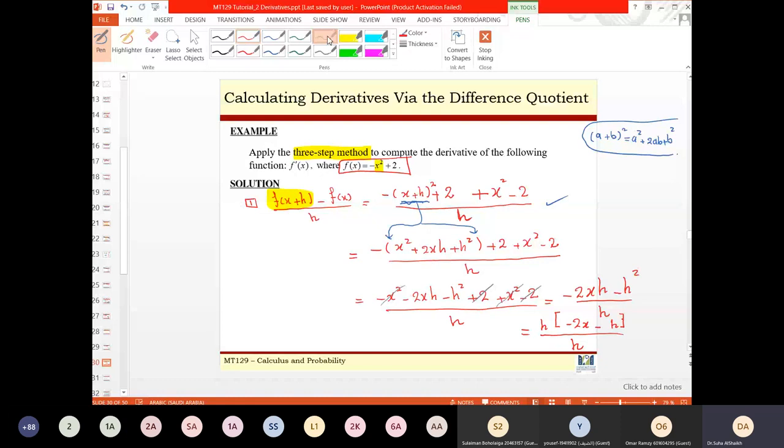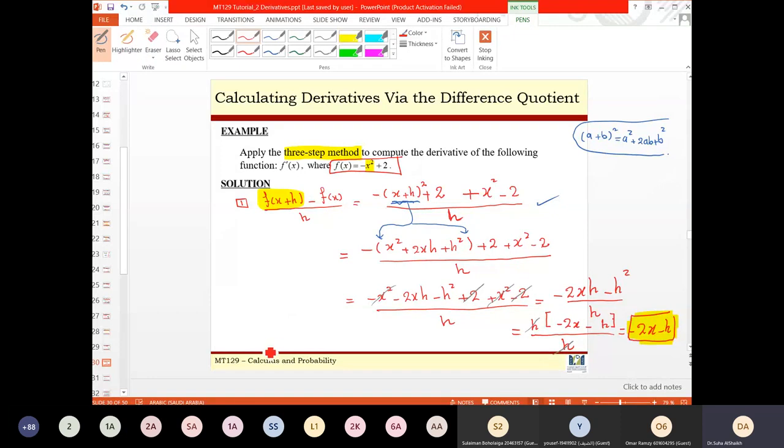Now, h من فوق تكنسل ال h تحت. We can cancel إذا كان في multiplication مش ما قبلها ولا بعدها plus or minus. So I can cancel here. I can cancel this h and this h. You must be careful with the cancellation. You cannot cancel إذا في قبلها minus أو plus. يعني هنا I cannot cancel this h with this h. But here I can cancel them. So we remain with minus 2x minus h. Okay?